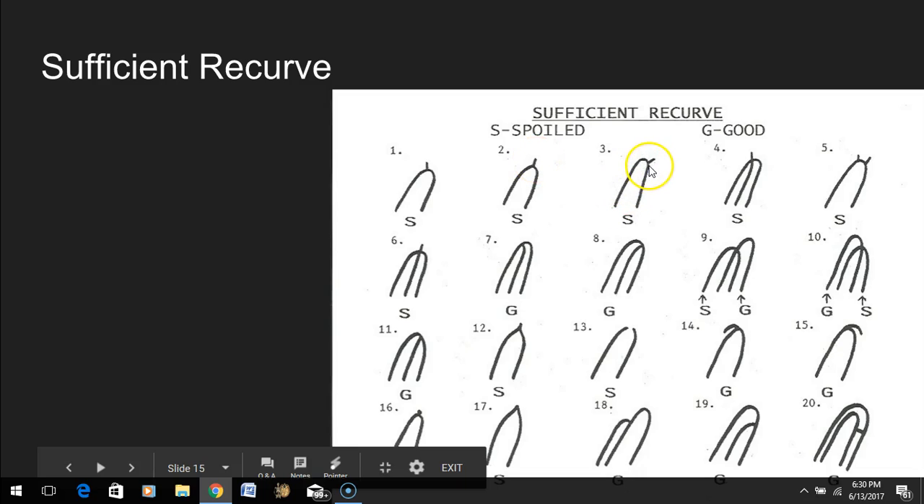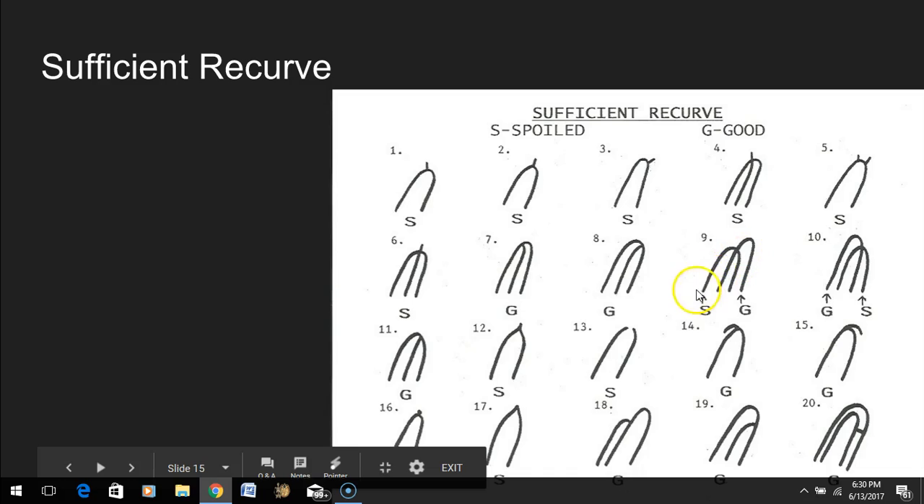Here's another spoiled one because of this appendage. We can see also number 4 is spoiled. Number 5 is spoiled. Number 6 is spoiled. Now, number 7, notice that we have a ridge on the inside here, but notice that it doesn't penetrate and it doesn't spike outside of the recurve. So this is actually still good. So too is number 8. This is a good recurve.